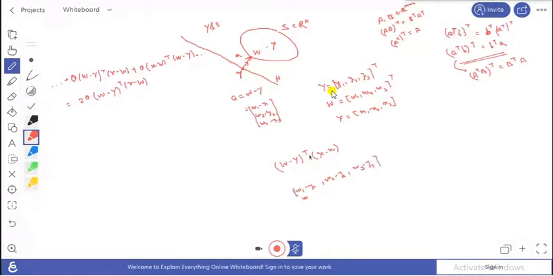Okay, so this means this transpose. And what is the column vector of this x? Suppose x1 minus w1, x2 minus w2, and x3 minus w3. Now if we multiply here, you get w1 minus y1 into x1 minus w1, plus w2 minus y2 into x2 minus w2, plus w3 minus y3 into x3 minus w3. Basically this matrix has order 1 cross 3 and this is 3 cross 1.